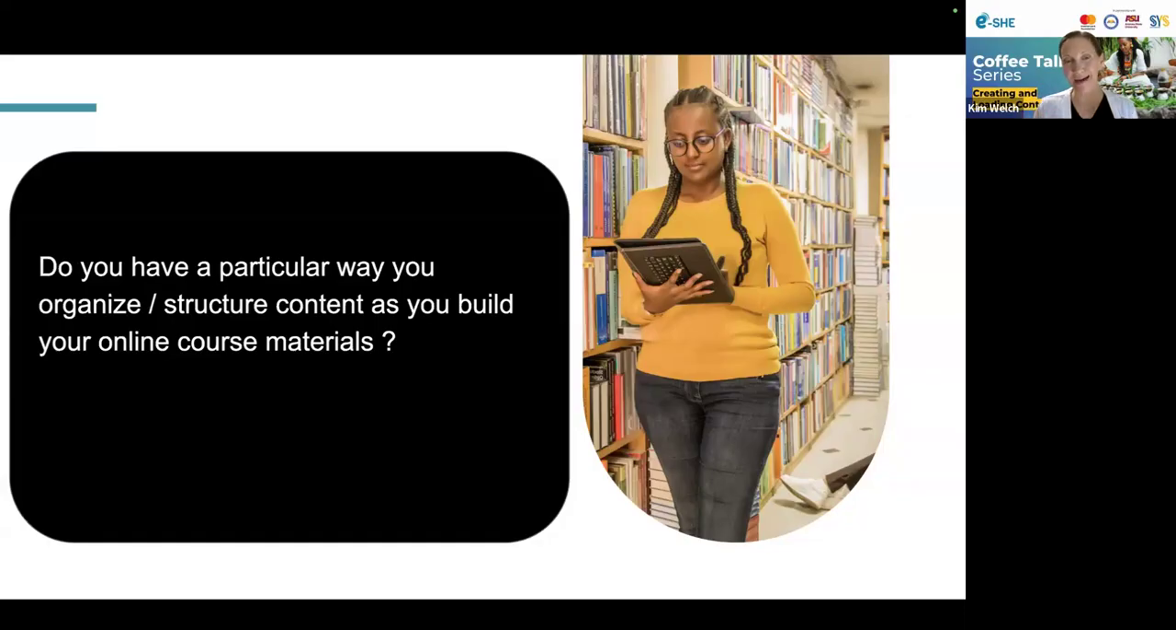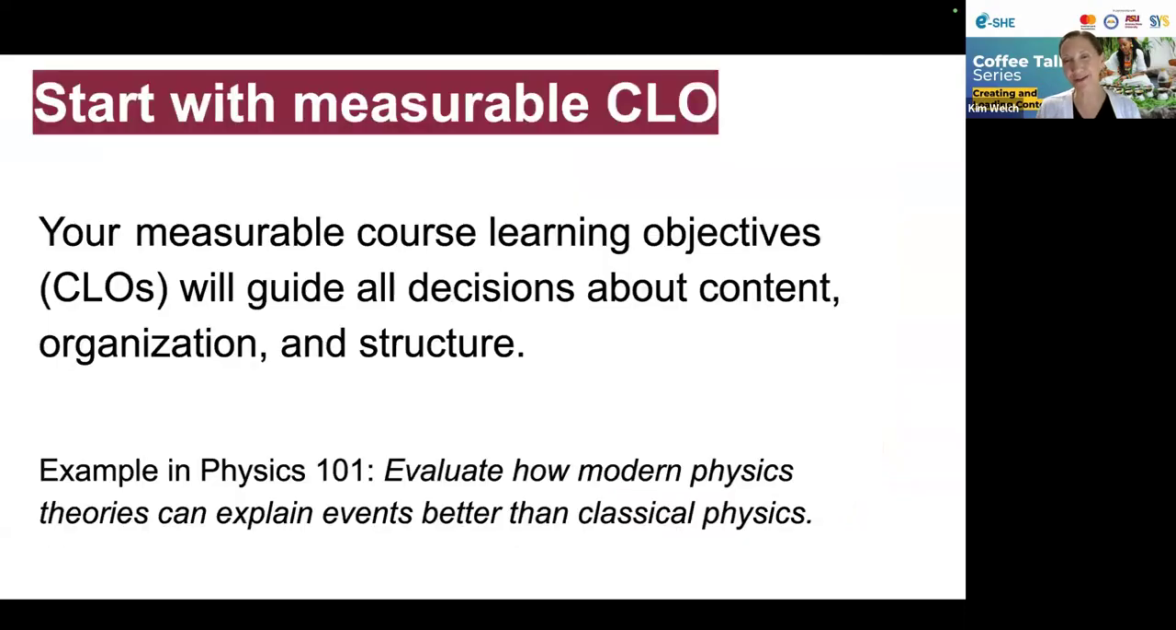And then the biggest thing we have, if you want to go to the next slide, is our course learning objectives. The measurable course learning objectives become the guide for all of our decisions about content, organization, and structure. So for example, I'm going to thread a little example with my response here. If I'm in a Physics 101 course and I have as a higher level course level objective, evaluate how modern physics theories can explain events better than classical physics. That's one of several course level objectives that I have. I'm going to build around that and build for this.